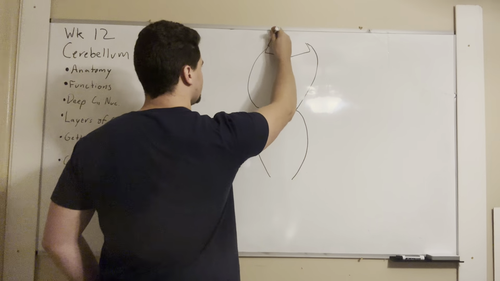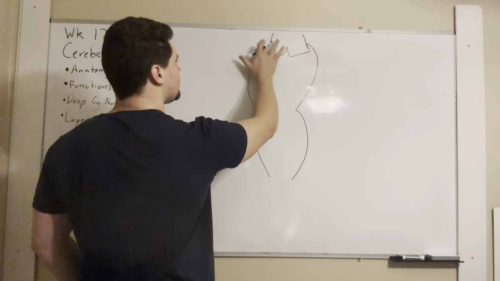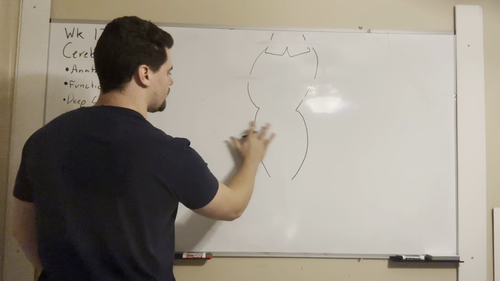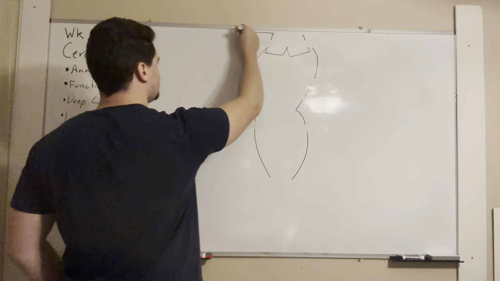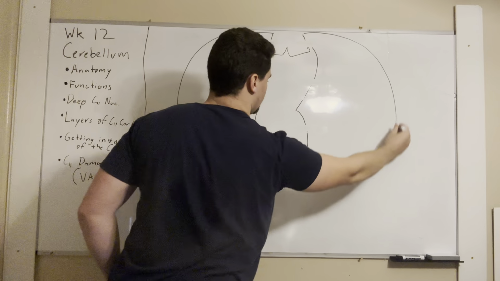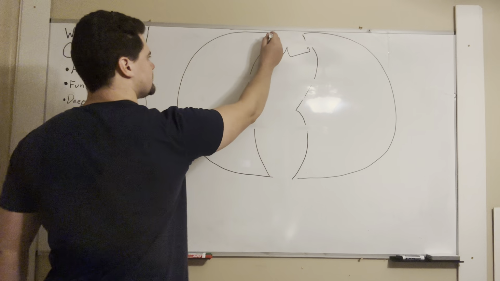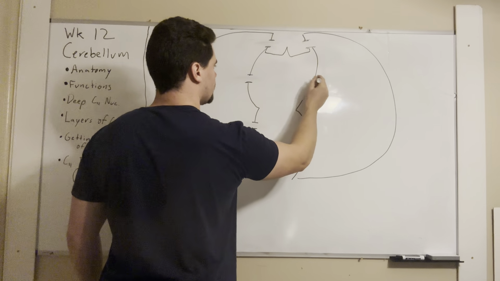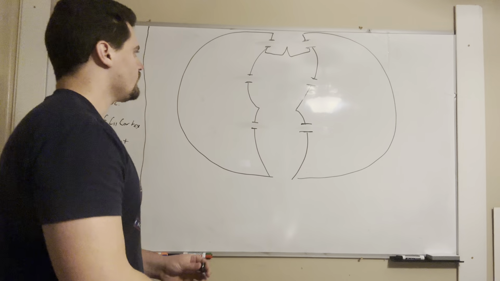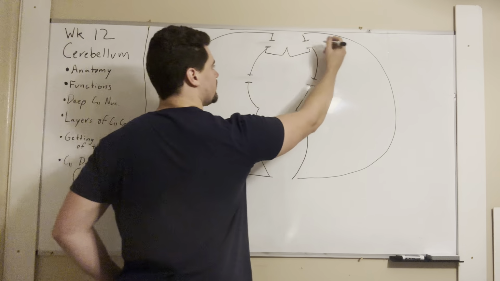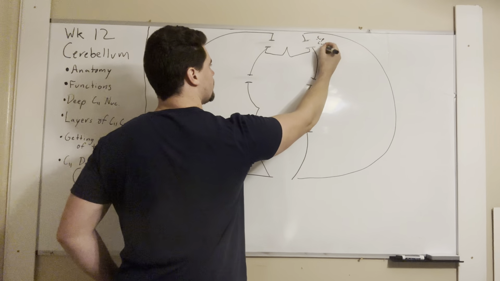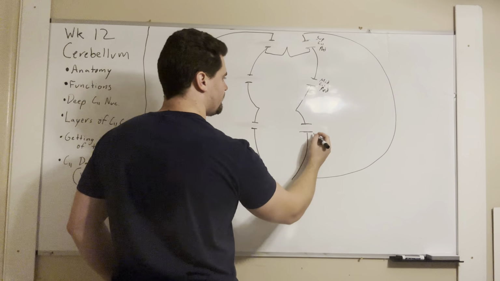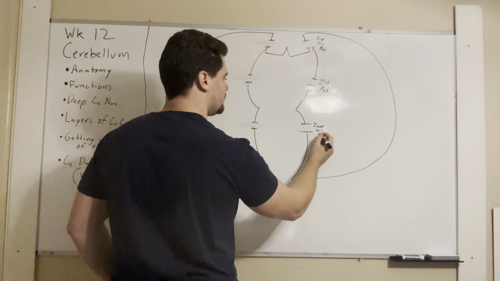Okay, so what we got here is our brainstem. We have our midbrain, we have our pons, and then we have our medulla. This is our brainstem. And then we know that the cerebellum is going to sit all around the brainstem. So you notice that I erased three little things here, right? And these are our cerebellar peduncles. And you notice that we have three on each side. We have a superior cerebellar peduncle, a middle cerebellar peduncle, and then an inferior cerebellar peduncle.